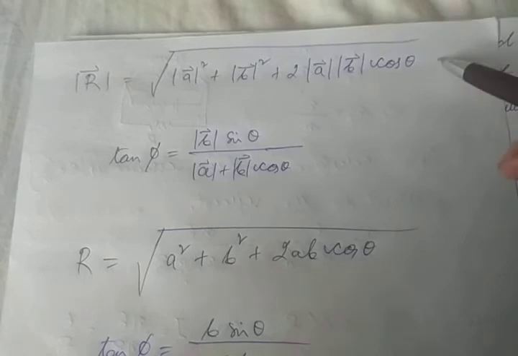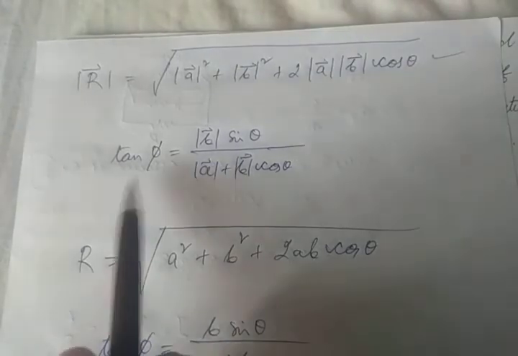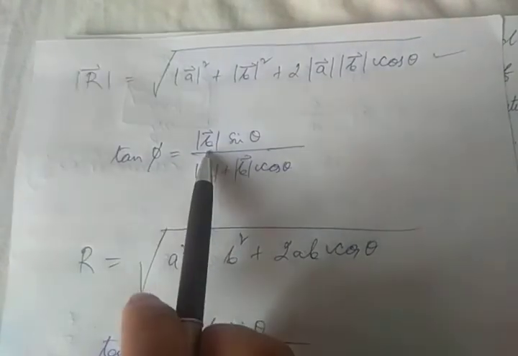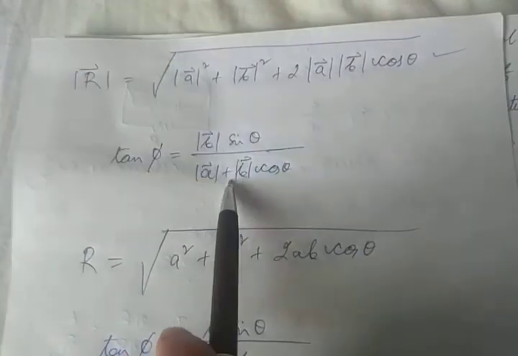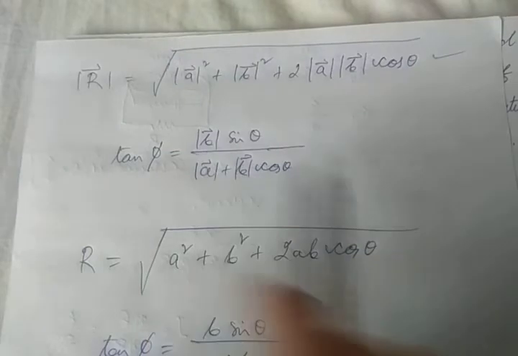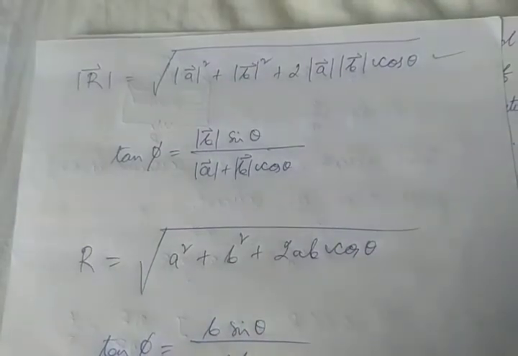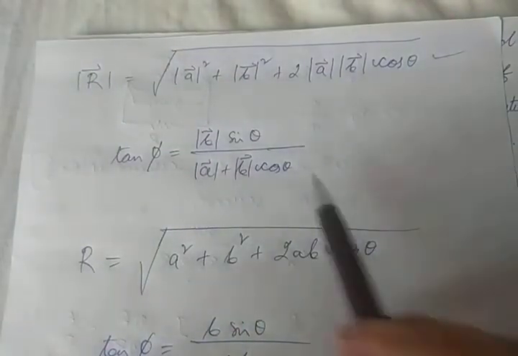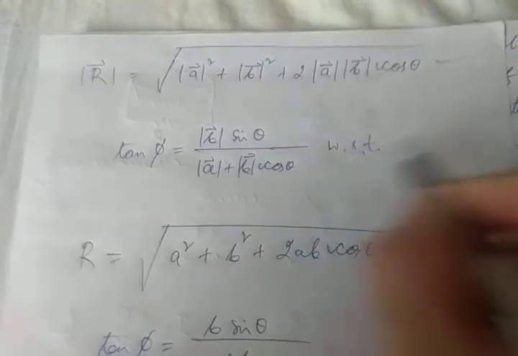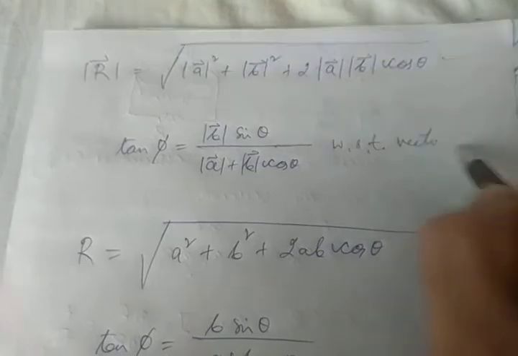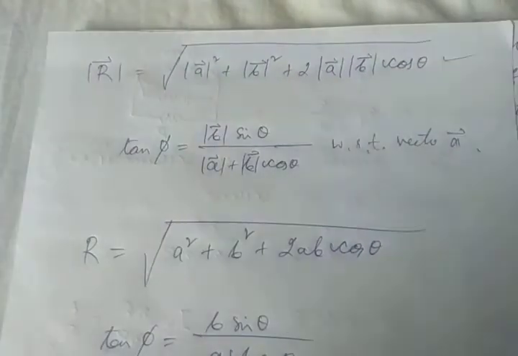So this gives us the magnitude of the resultant vector, and this equation, tan phi is magnitude of b sine theta divided by magnitude of a plus magnitude of b cos theta. This is the equation that is used to find the direction. This is direction with respect to vector a, don't forget.